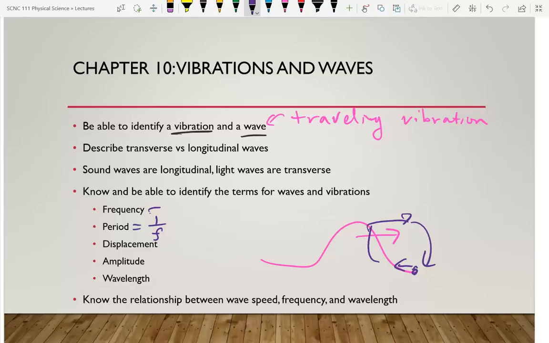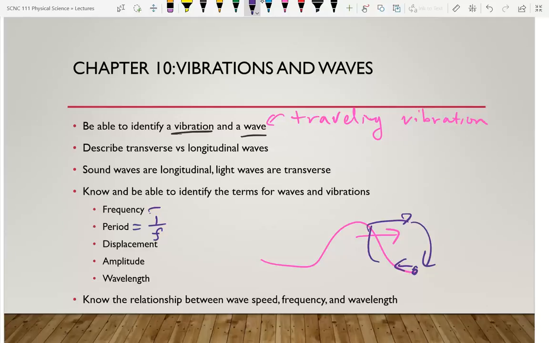Displacement, that's how far something is moved from its equilibrium position. Amplitude is the maximum displacement. So you have something that's moving back and forth, its displacement is changing. The amplitude is the maximum distance it got away from its equilibrium position. We'll consider that a constant for this class. And then finally, wavelength, that Ashton was defining. The wavelength is the distance for the wave to repeat. So the period was the time for the wave to repeat. The wavelength is the distance for the wave to repeat.